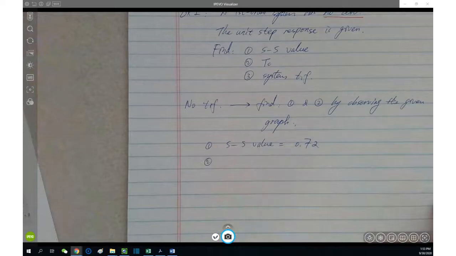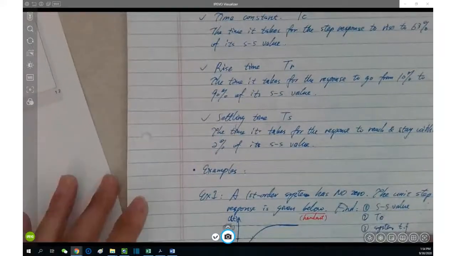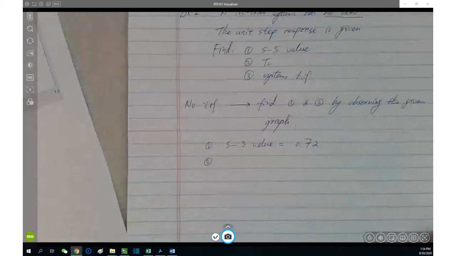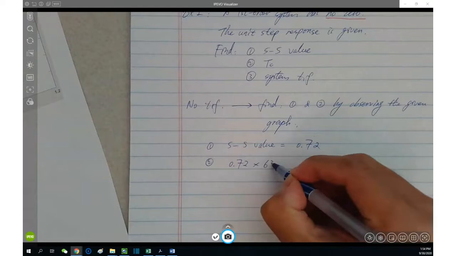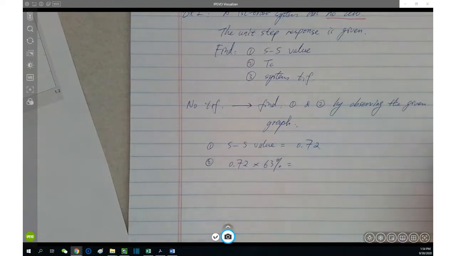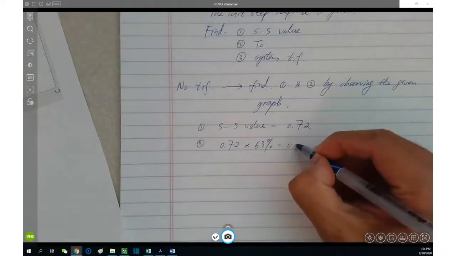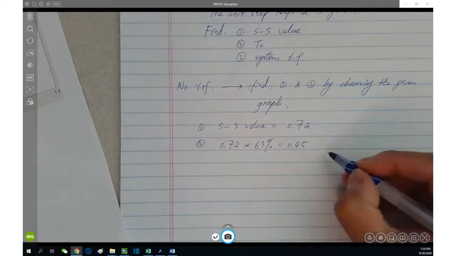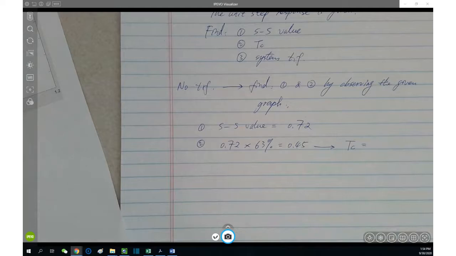What is time constant? Well, first of all, what does it mean by time constant? The time it takes for the time response to rise to 63% of steady state value. All right, we already have the steady state value, so 0.72 times 63%. First of all we need to know what value we are looking for. It's 0.45, right? At 0.45, what is the corresponding time moment? And then go back to here.